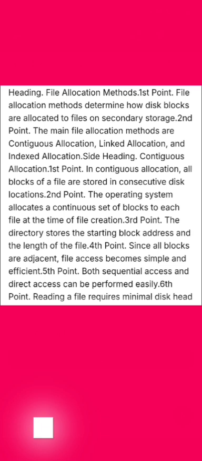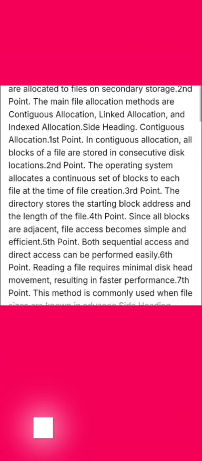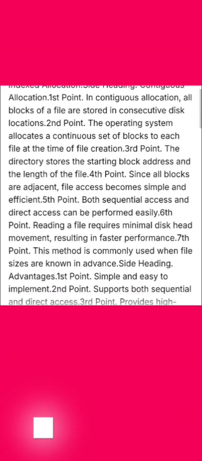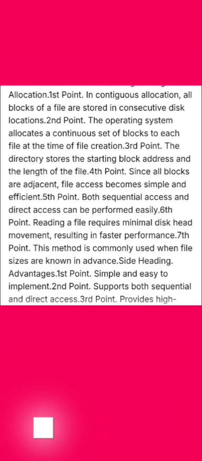Contiguous allocation. First point. In contiguous allocation, all blocks of a file are stored in consecutive disk locations. Second point. The operating system allocates a continuous set of blocks to each file at the time of file creation. Third point. The directory stores the starting block address and the length of the file.